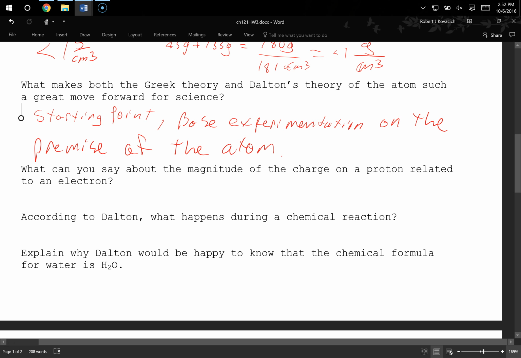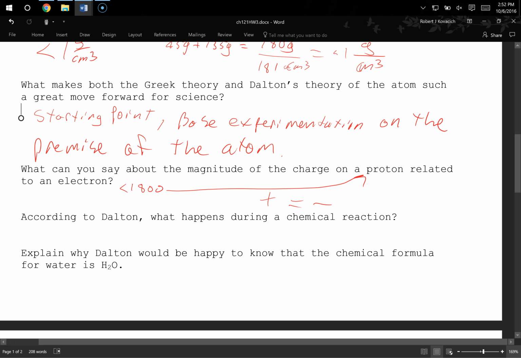How about this next one about the magnitude of the charge? They are equal to each other. Even though this thing is 1,800 times smaller than that thing, mass-wise, the plus and the minus are actually equal to each other in their size. So if I had one proton and one electron, even though the electron is 1,800 times smaller, when they come together, what's the overall charge of that thing? 0. They cancel each other out. Nothing.